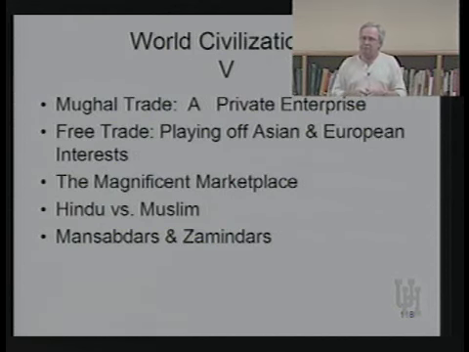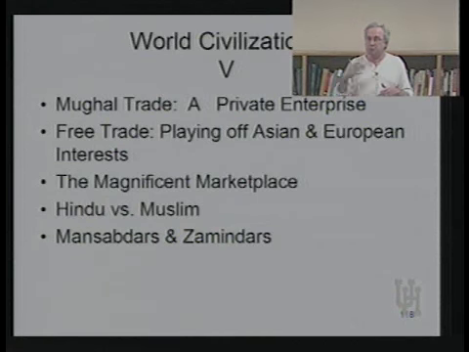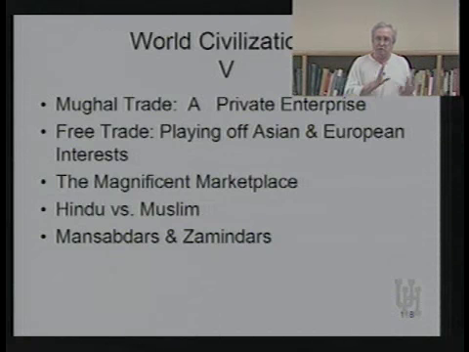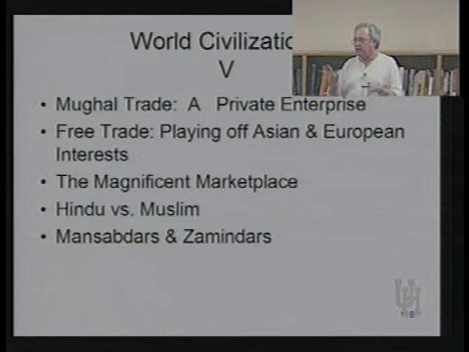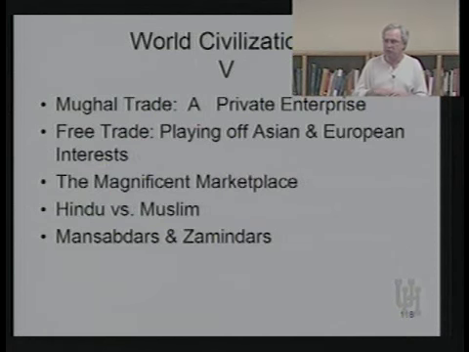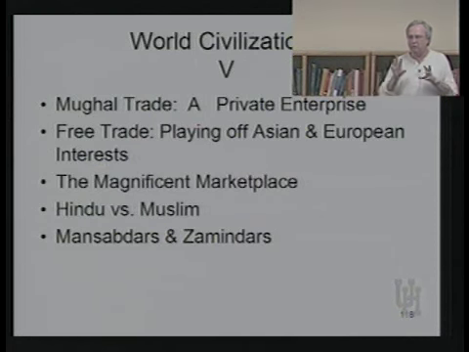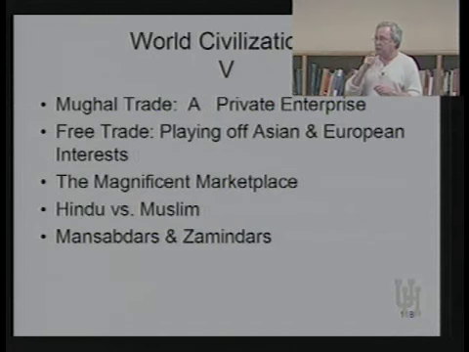Over time, the emperors tended to try to move the mansabdars around. This didn't always work, depending on how strong the emperor was. The weaker emperors were less able to dislodge them and move them as they chose. So it varied, but generally that was the principle on which they functioned.